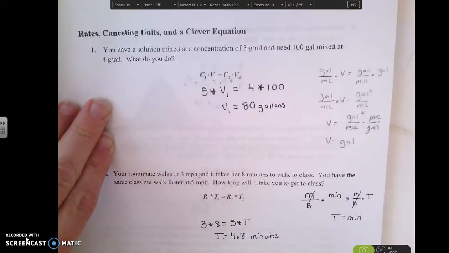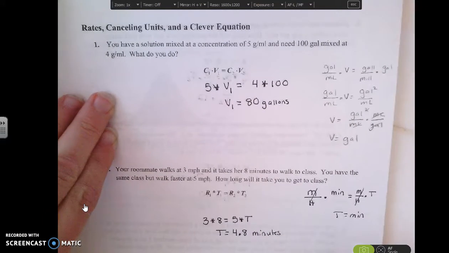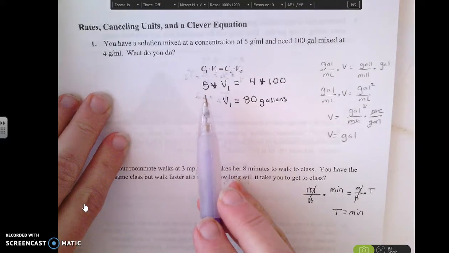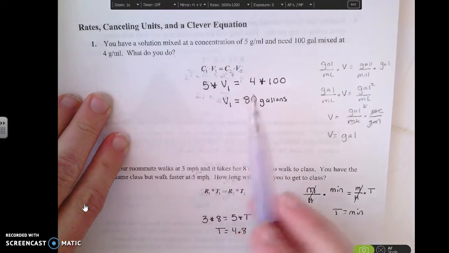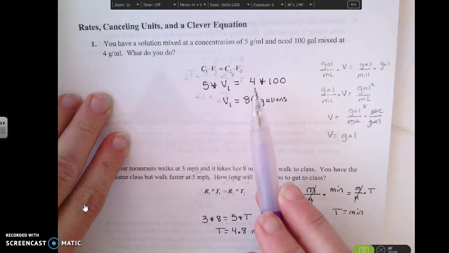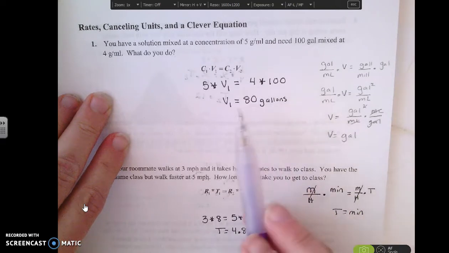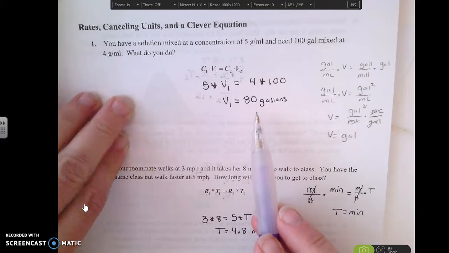All right, so we're going to look at page 41 and 42 in your guided workbook. Basically what we're doing is taking this information and substituting the formulas they gave you. So 5 is concentration 1, that's gallons per milliliter, and we're looking for the volume. And concentration 2 is 4 gallons per milliliter and a 100-gallon mix. So it comes up with the volume of concentration 1 needs to be 80 gallons.